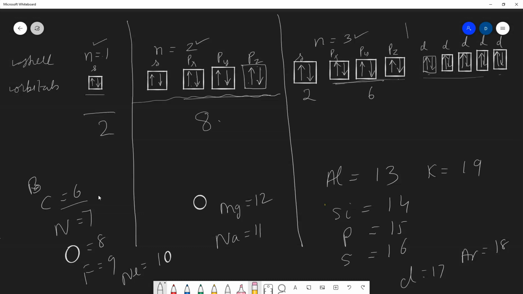Now whatever we discussed so far up to here is right. After this, once the p orbital of shell 3 is full, it doesn't go to the d. It will go to the s orbital of the 4th shell. So this is what you're going to learn in the next video.